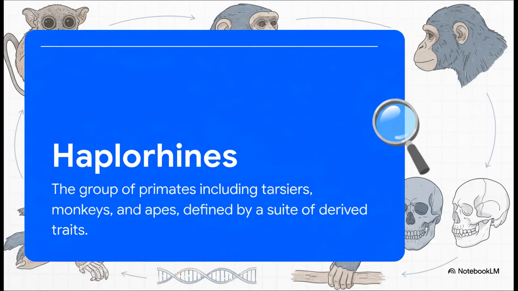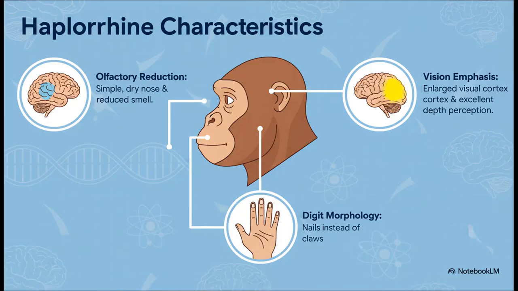The thing that unites all of us is a very specific set of derived traits. These are basically the newer features that evolved over time and really set our lineage apart from our more ancient primate cousins. This is really cool because it breaks down the whole evolutionary package that makes a haplorhine.